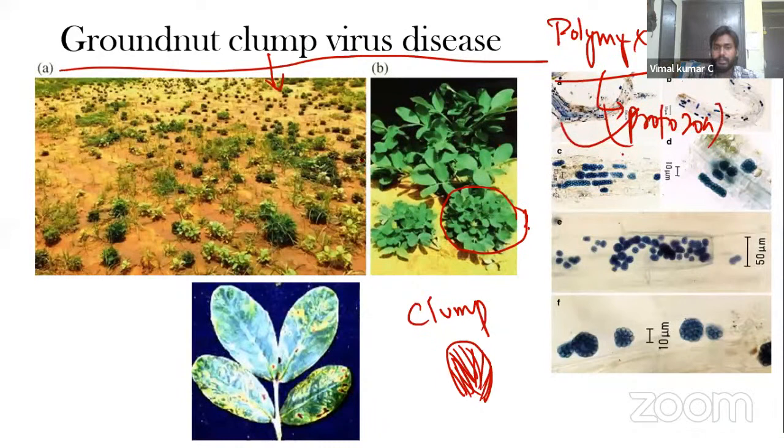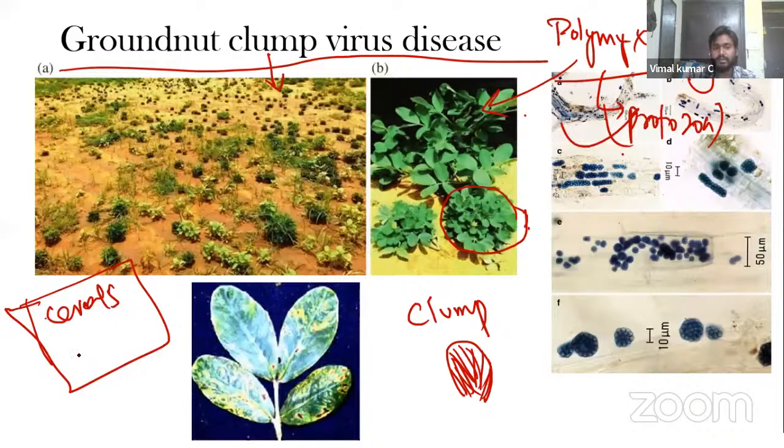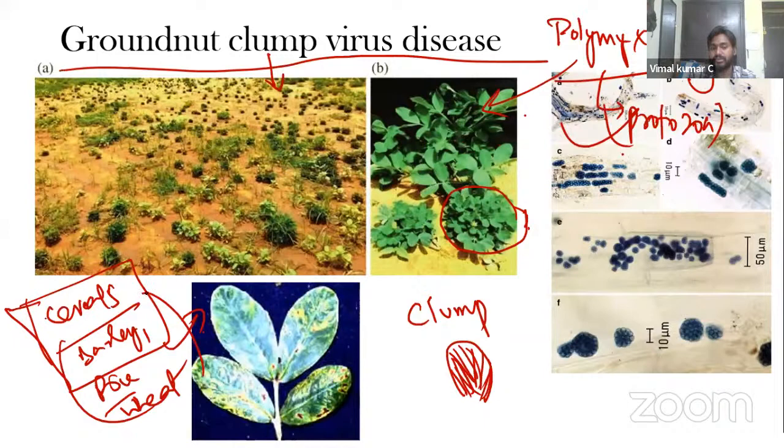Polymyxa graminis mainly infects cereal crops, though it can also infect groundnut. That's why in the field you should avoid cereals, especially barley, rice, wheat, etc. These are all highly susceptible to groundnut clump virus disease. If you grow these crops and then bring groundnut in the next season, there are high chances of groundnut clump virus infection. Just have that idea.